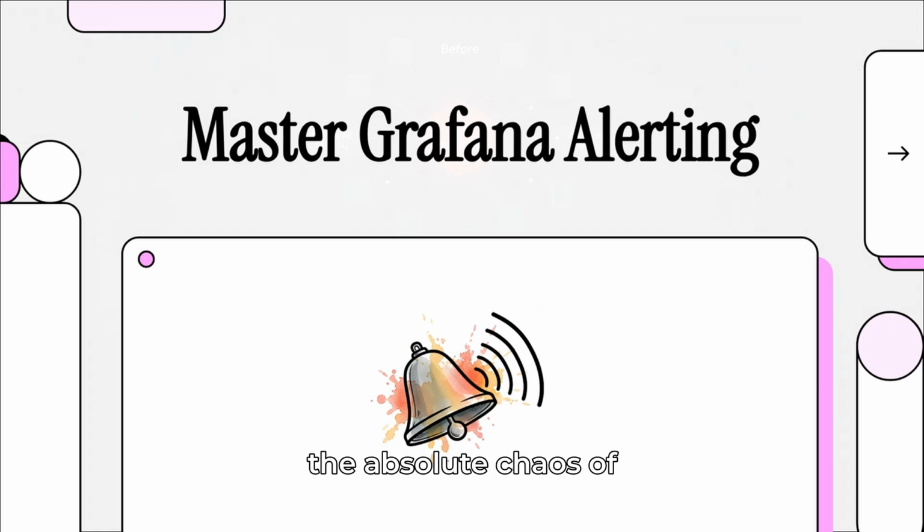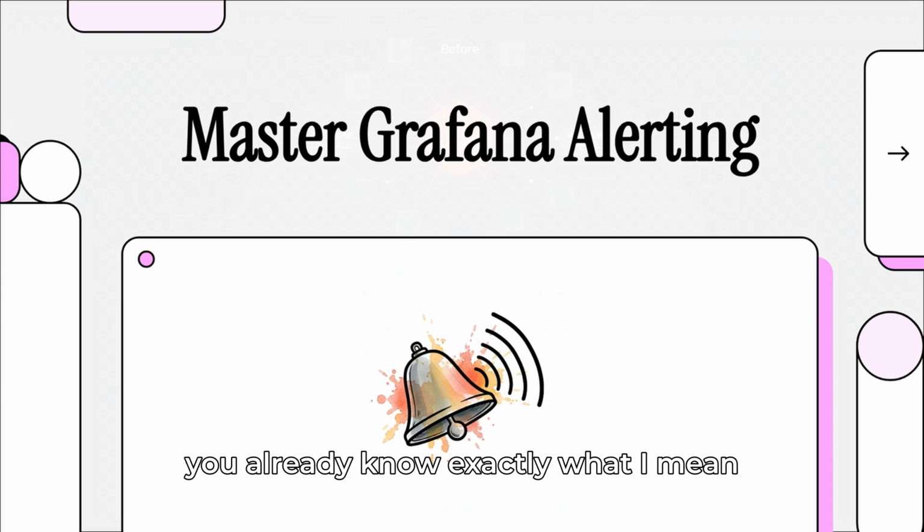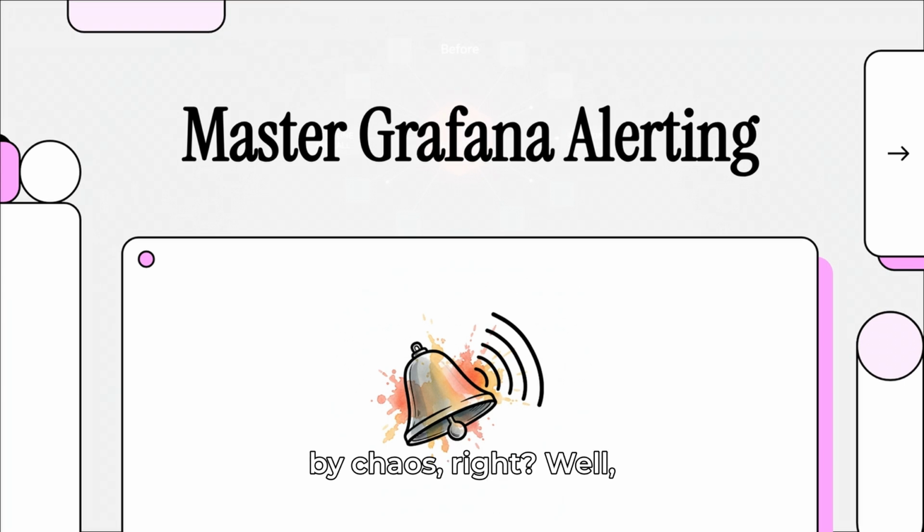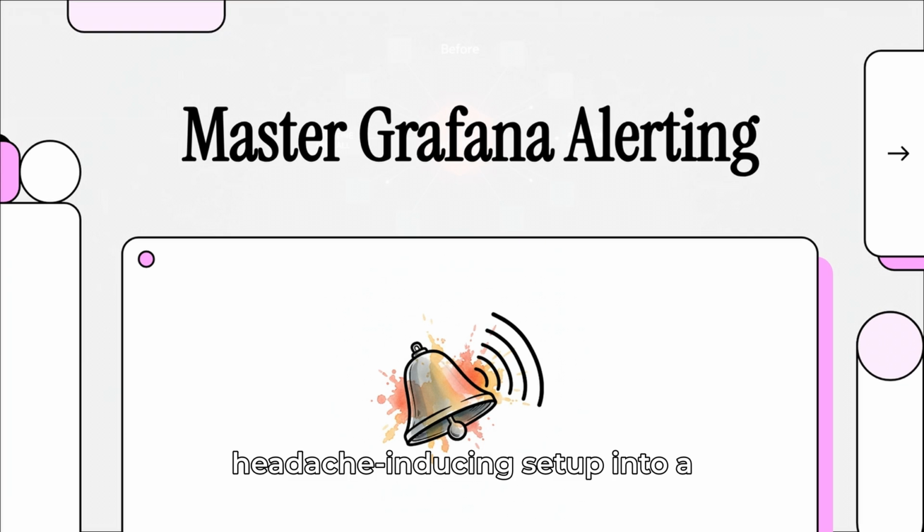Today, we are taking on the absolute chaos of on-call monitoring using Grafana Alerting V2. Look, if you're an IT support engineer or an SRE, you already know exactly what I mean by chaos, right? Well, today is the day we finally transform that noisy, headache-inducing setup into a precision routing machine.